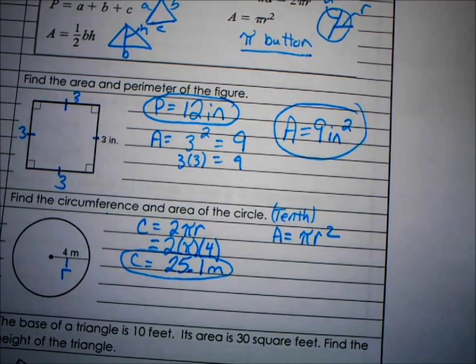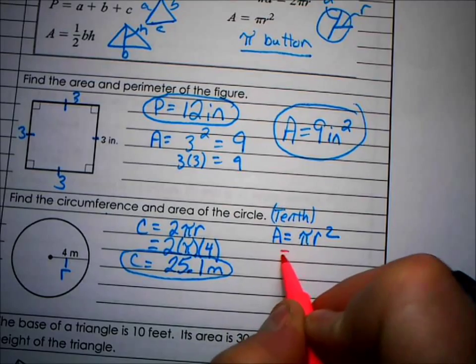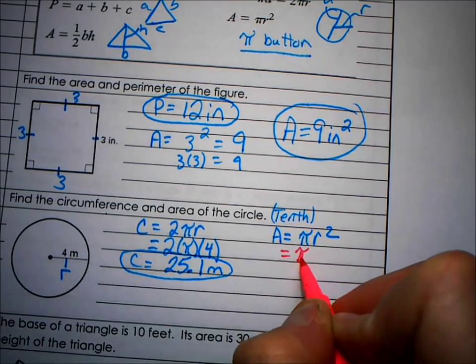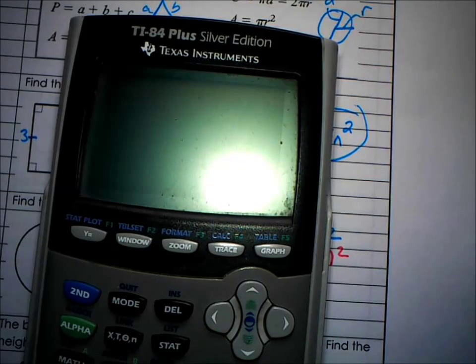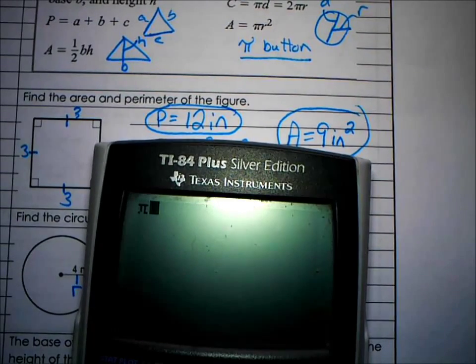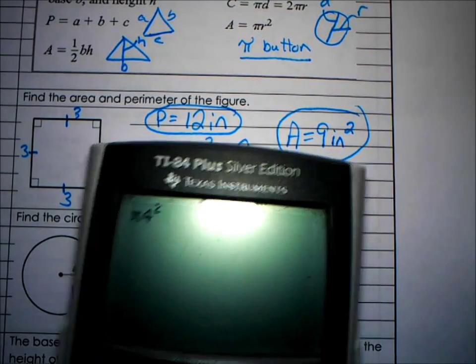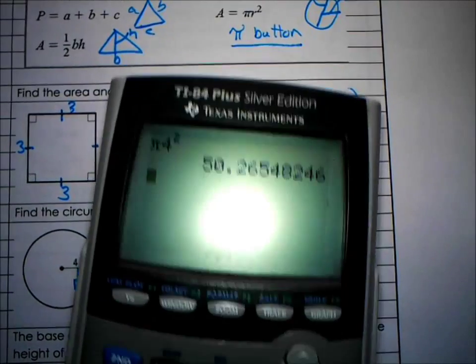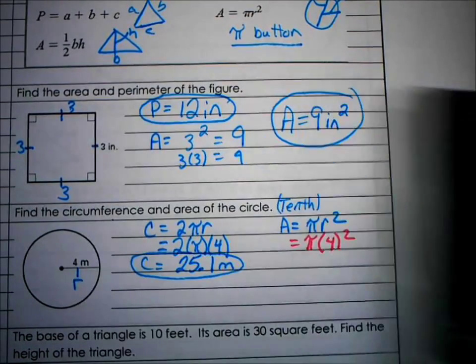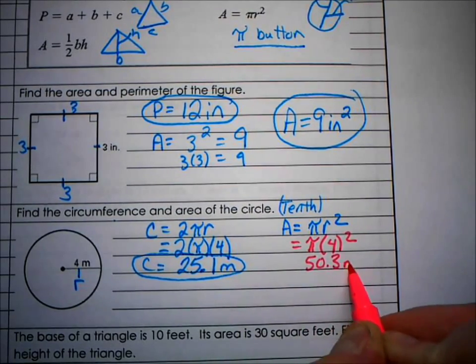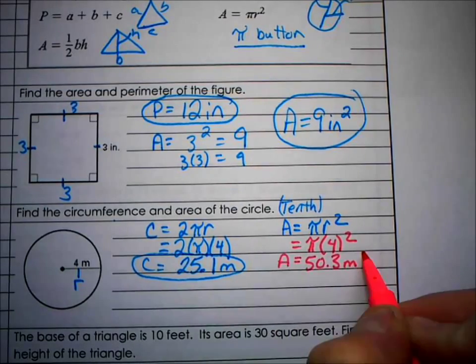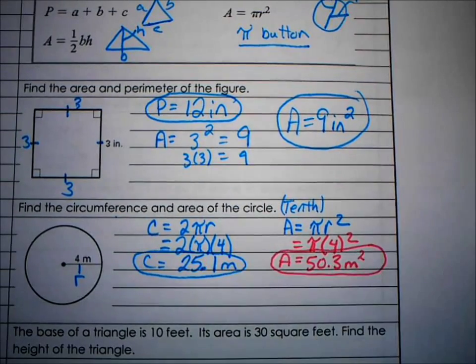On the area formula, I'm going to use the same numbers, but here I have the pi and the 4 is being squared. So when I go to my calculator, I'm going to do the pi, which is second caret, and then I'm going to do a 4 with a square in that fashion and push enter, which will be 50.3. And this is meters, and since it's dealing with area, that means it is squared area. And there's your 2 answers for circles.